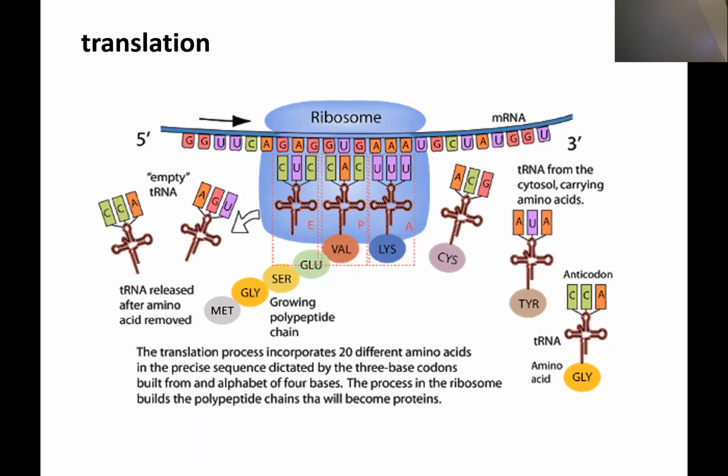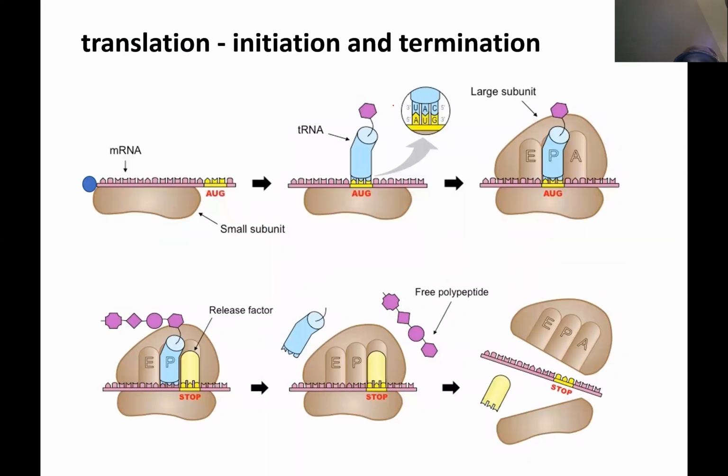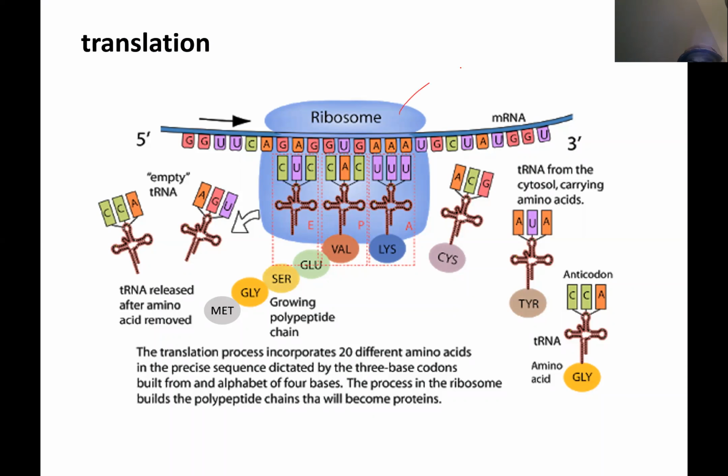Okay, then we moved on to translation. And this is a pretty busy slide, but it shows lots of important information. So, your translation machinery is your ribosome that has 3 sites, E, P, A. You can see these are your tRNAs. This is your anti-codon that reads the 3 nucleotide codon of the mRNA.